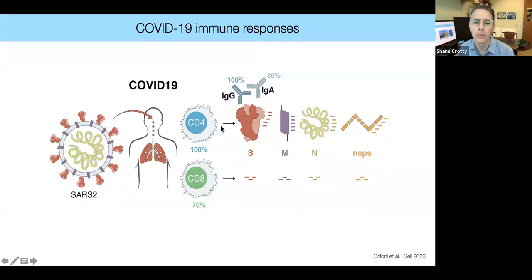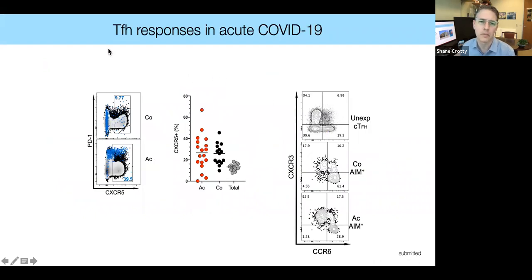And as we've continued our work in this area, people make substantial CD4 T cell responses to COVID-19 and substantial antibody responses, and we've been trying to understand those and their relationship to disease severity. And we have, of course, looked at TFH responses. This is unpublished data here.